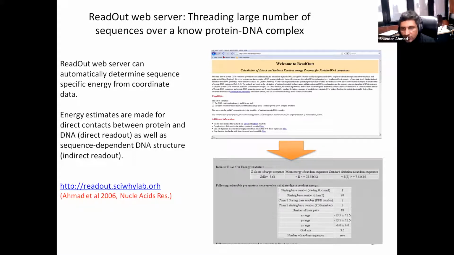These types of questions we analyzed, and then we created this web server, readout.cybylab.org, where people can upload their protein-DNA complex data and look at the specificity and stability of a protein-DNA complex that will be formed with different sequences. They can thread a large number of sequences. They can replace the DNA sequence with their own sequence and see what are the likely changes in the protein-DNA interaction energies or the specificities.